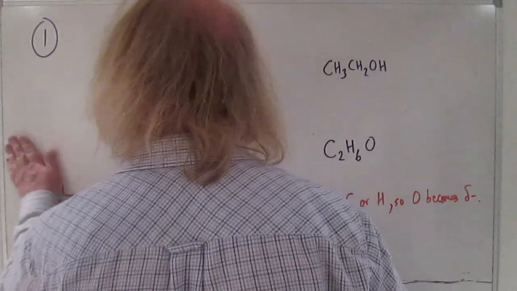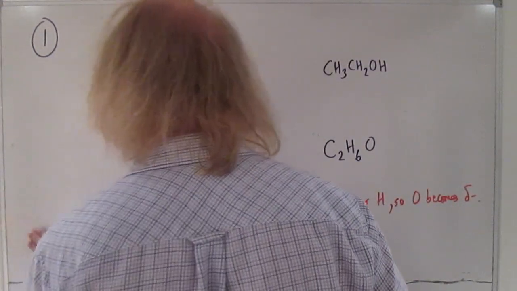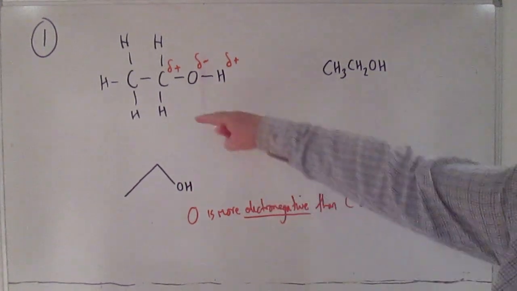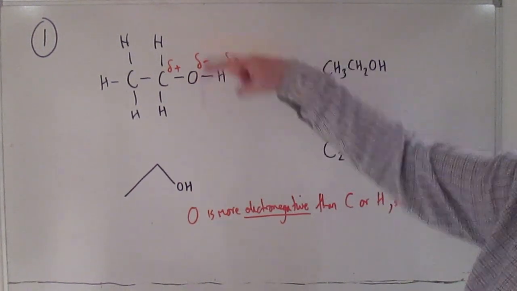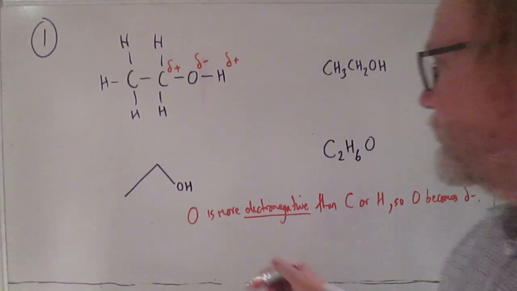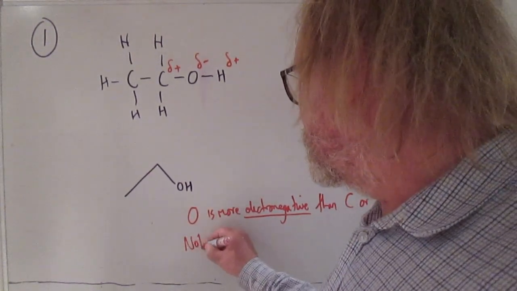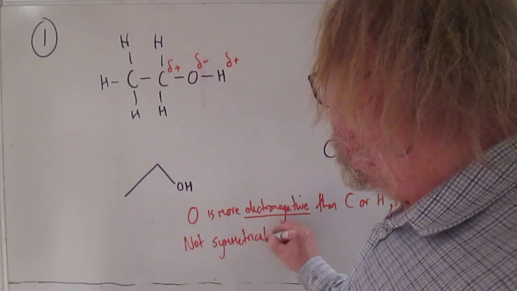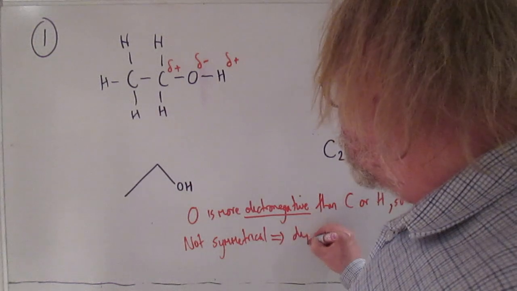So when you're explaining why a molecule is polar, you've got to talk about the symmetry as well. And ethanol's not a symmetrical molecule. You can see that there is not that regularity of structure that you had in CCl4, so it's not symmetrical, which means that the dipoles don't cancel.